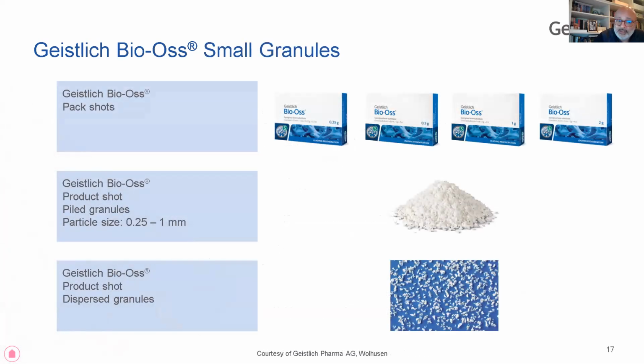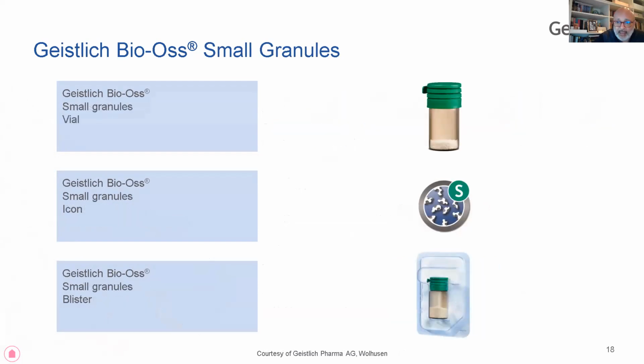They come in pack shots. It's basically granules, 0.25 to 1 millimeter. And there's a shot with dispersed granules that come in different sizes. It basically is forming a matrix. It comes in the form of a sealed sterile pot. There's the icon, as you can see, and comes in a blister pack. So it's easy to have sterile transfer and drop onto a sterile environment where your scrubbed up nurse can pick it up, open it, and actually get it together.